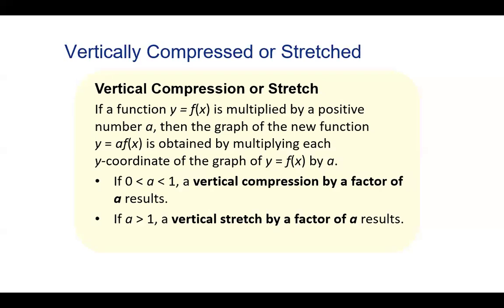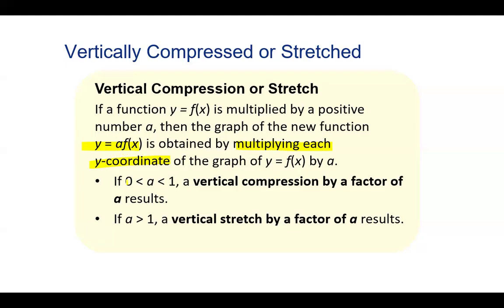Okay. So vertically compressed. When we have something that is vertically compressed, it means that for the transformation form, you have a times the function. You have a coefficient outside of the x, away from the x. And what that means is that we're going to be multiplying each y coordinate. So we're changing the y coordinates. And that makes sense because f of x means what? y, right? And so you have a times y. So we're multiplying each y coordinate by that value.